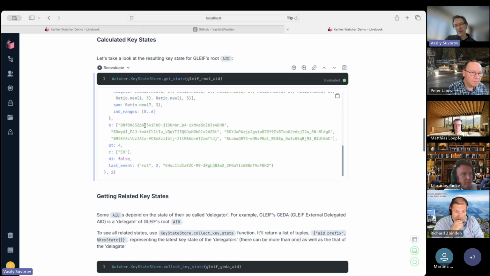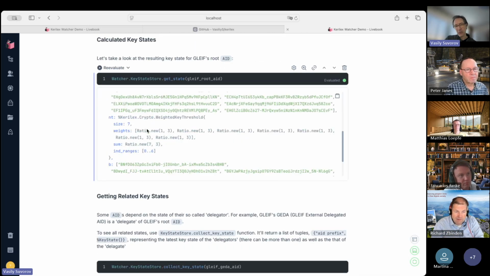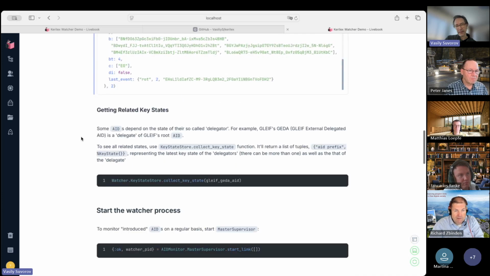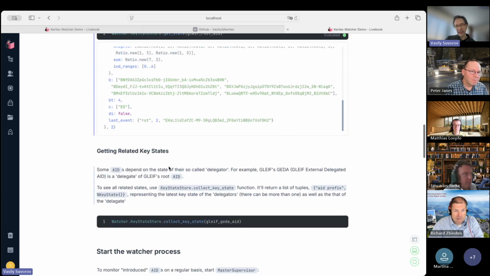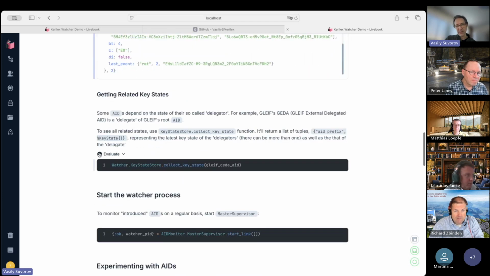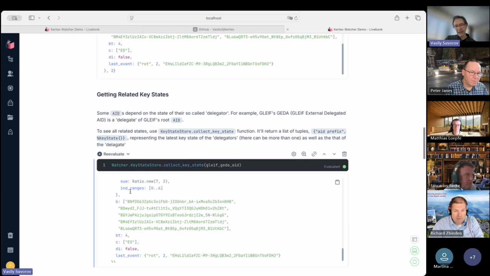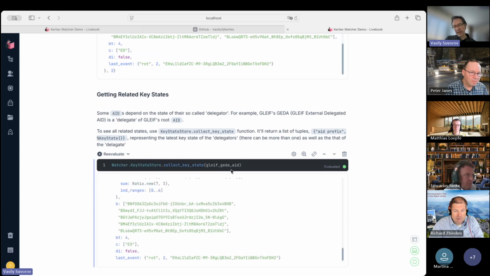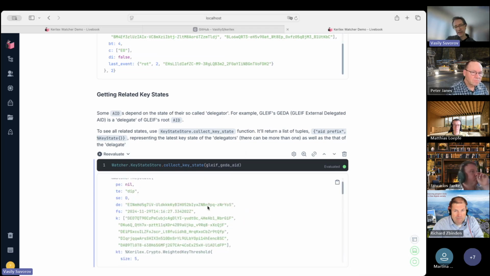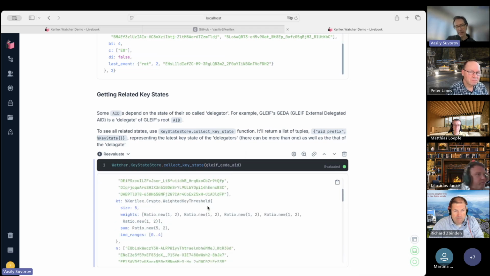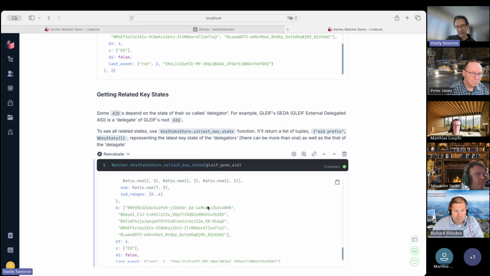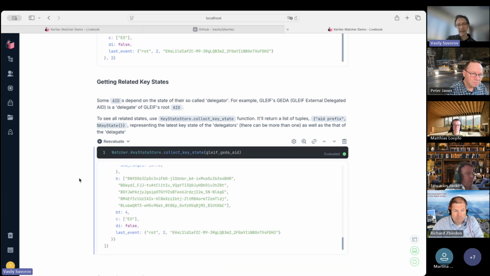Now, because of delegation, there might be more than one state that we need to look at. It's all explained here. So basically, we can call the API and get for the GLEIF GETA, right, the identifier that signs the QVIs, basically, it will get us the root one as well as the GETA itself, right? Along with the keys and everything else.